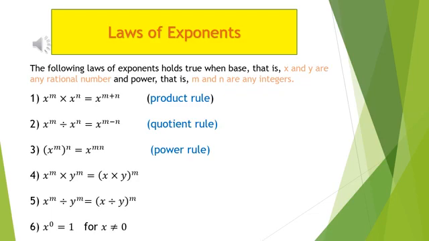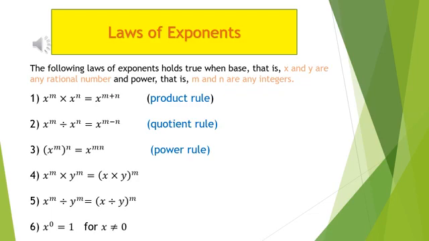See here, in the left hand side you are multiplying two numbers that have different bases but the same power. So in the right hand side you can combine these two numbers with multiplication and you will put the power as common. It means you will put x multiplied by y, whole power m.